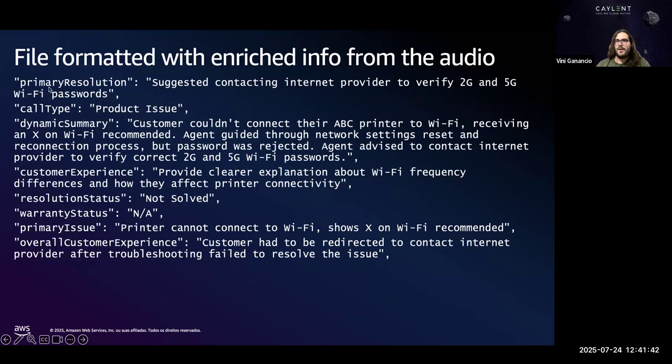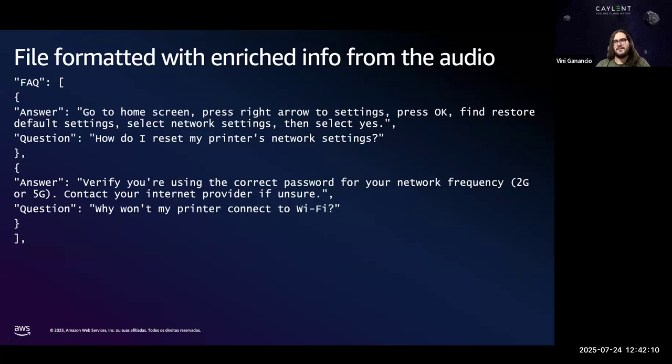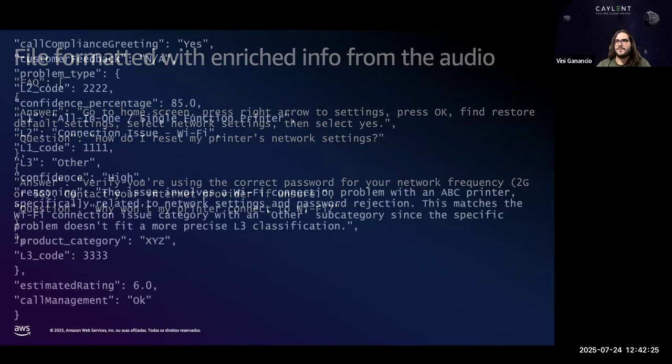Other useful information like primary resolution. What do we suggest to these clients? What is this call about? It's a product issue, it's a complaint, or any other kind of thing. We have also resolution status, if it wasn't solved or it was solved, and the primary issue. Some of the FAQ also, what questions the client asked the agent, and we are also aggregating all these questions into this JSON file, and we are storing it back into S3, Amazon S3.